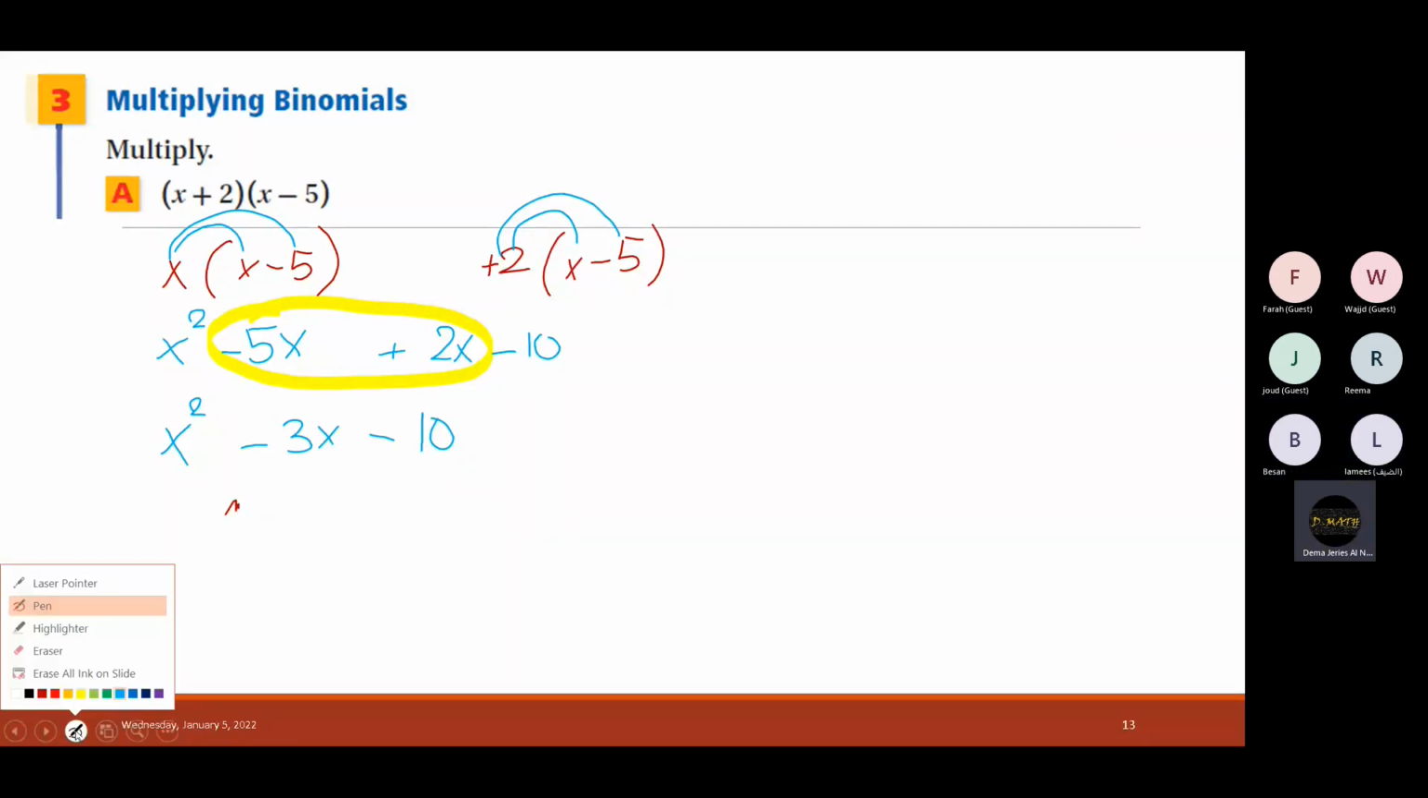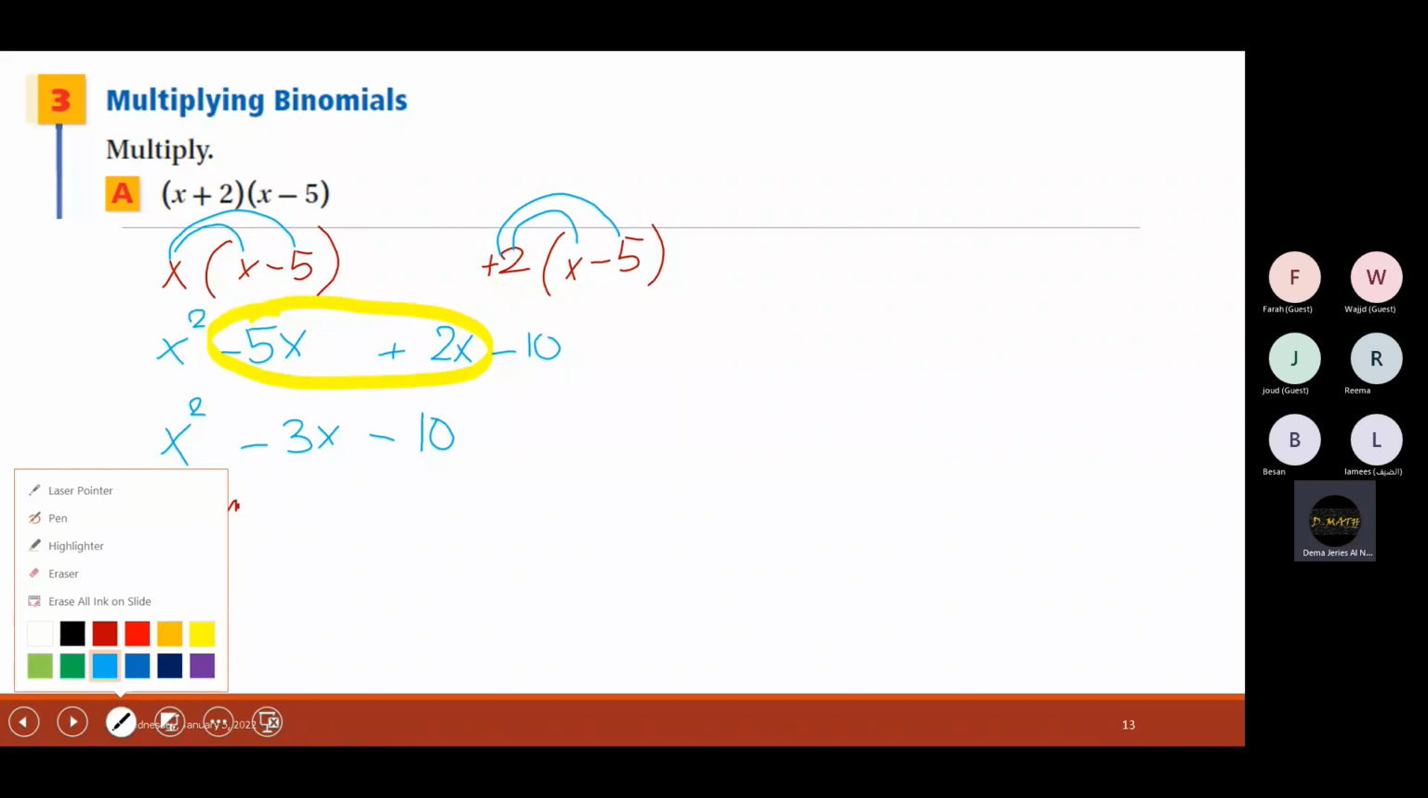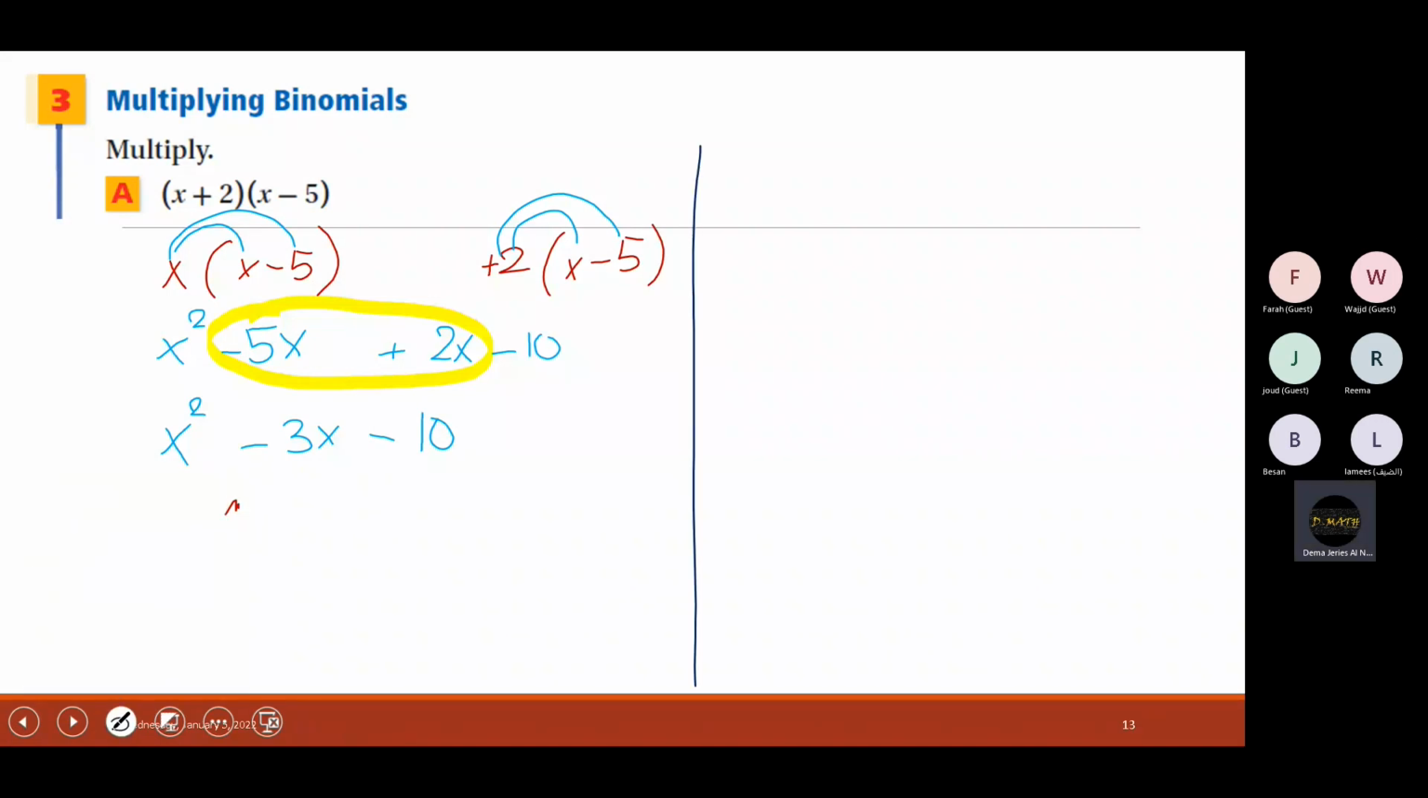Now I want you to try, please, in your copybook, to solve this one here. Like if you have x minus 1 times x plus 4. Okay. Take 1 minute and I will choose one of you to solve it. Think about it. Try to solve it in your copybook. Then I will let one of you answer it.